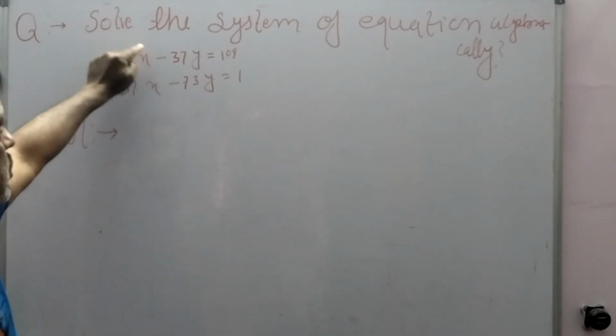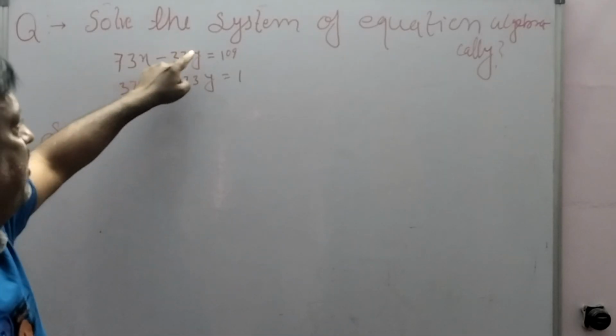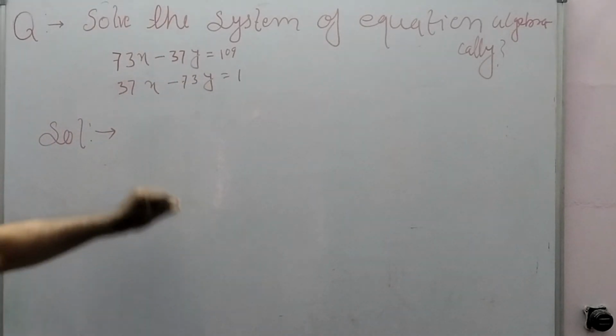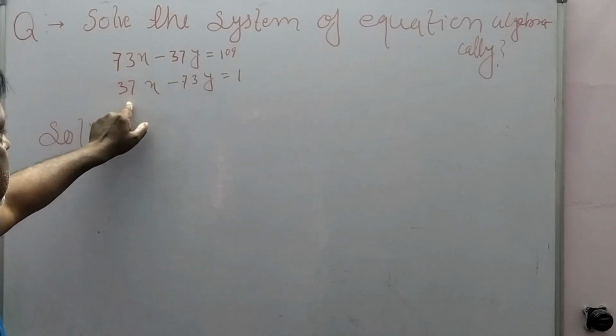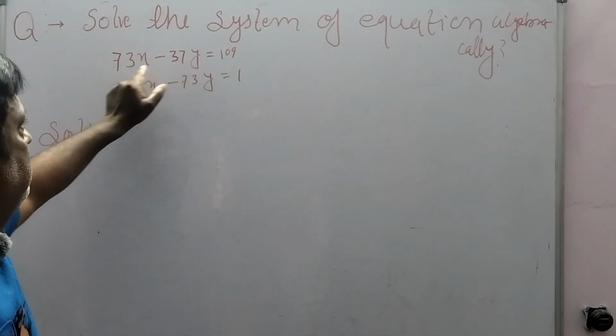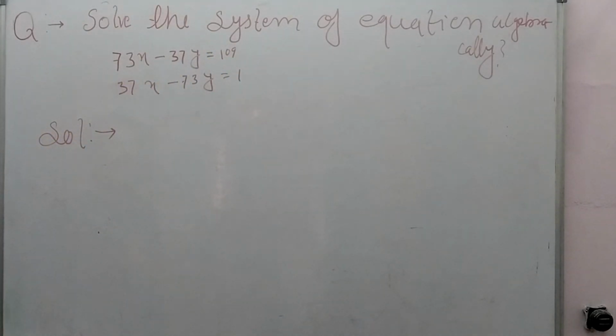That means we have to eliminate any one term and find the other value. How can we solve it? We see the coefficients 73, 73, 37, 37. Both sum is 110, not 10. Then what can we do?